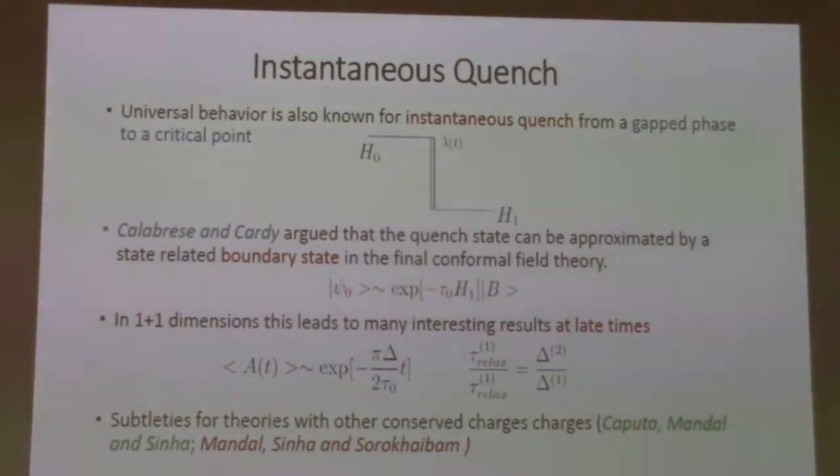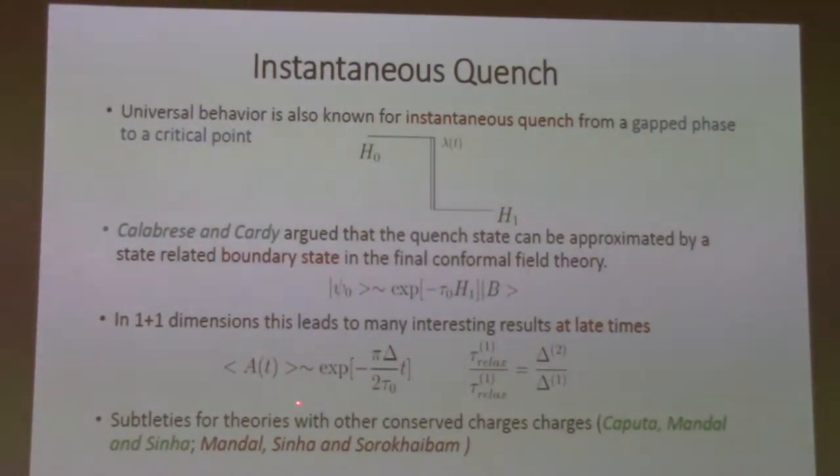Calabrese and Cardy argue that such a quench state is typically a very complicated state, but if the final theory is a conformal field theory, they argue that this can be approximated very well by what is called a boundary state. And this is the form of the boundary state acted upon by an exponential which involves the final CFT Hamiltonian, which I call H1. Of course, in 1 plus 1 dimensions, there is a lot of power in conformal field theory. So they went ahead and calculated various expectation values of quantities in that state. And I'll give you some of the results.